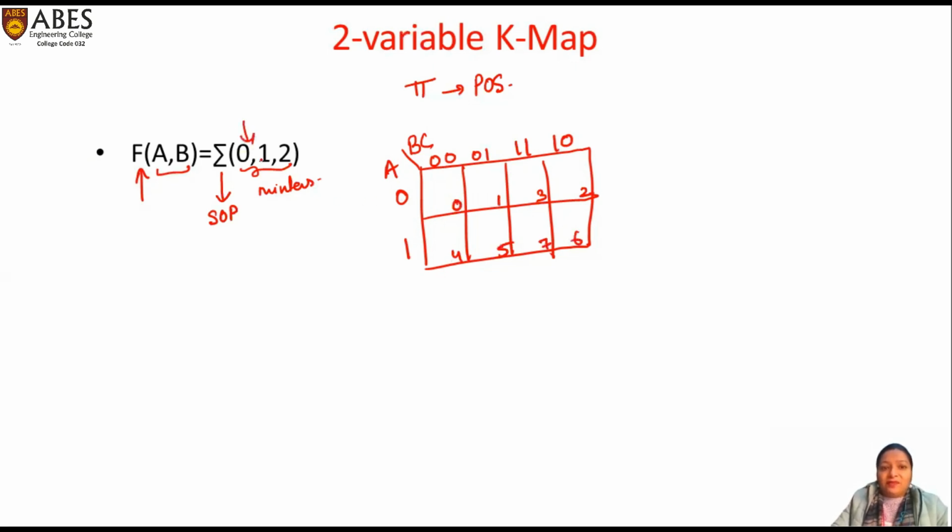The first minterm is at point 0, so here we will insert 1. The next is here 1, and the next is 2. So here we have the 3 minterms.